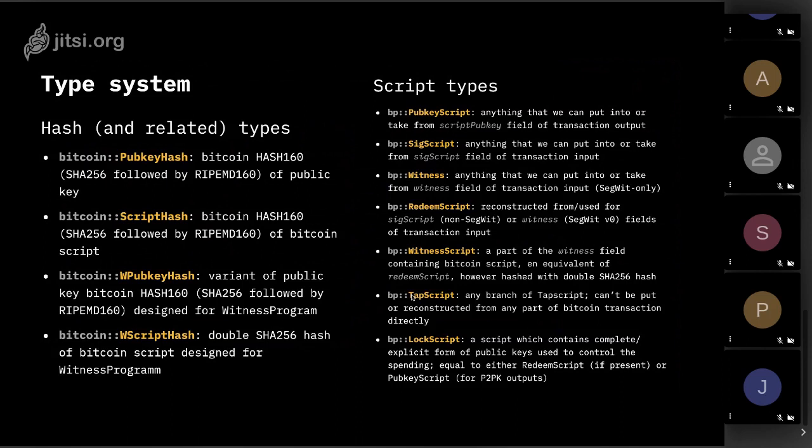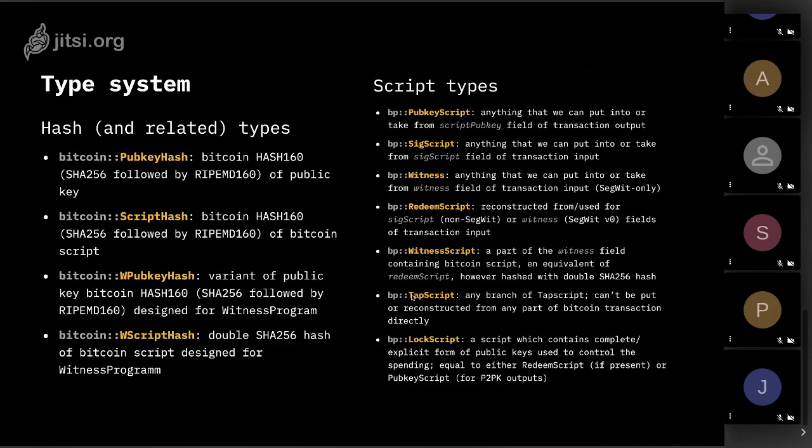There is SIG script, again, a representation of content of the SIG script field of the transaction input. There is a witness, a representation of witness field of transaction input. And these types we know from Bitcoin. However, there is a few more. There is a redeem script, reconstructed from either SIG script or witness, depending on the structure of the whole graph.